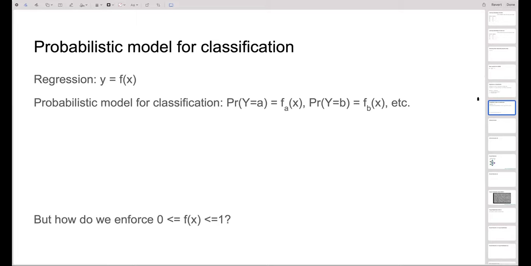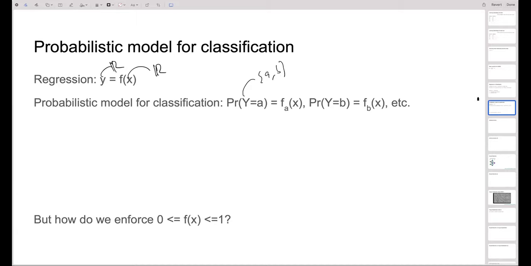So maybe now things are getting a bit more complicated than the previous cases. So regression was y equal f(x), right? But in a probabilistic model for classification, you're defining this a bit differently. Regression was that here the x is a real number, and y is also a real number. But when you're doing classification, the variable y is no more a real number. This is actually either A or B. For instance, if we're talking about two classes, of course we can have 10 classes or 100 classes, but let's say we have two classes.